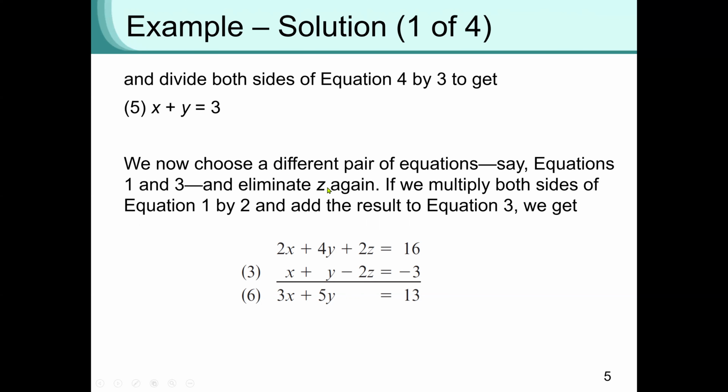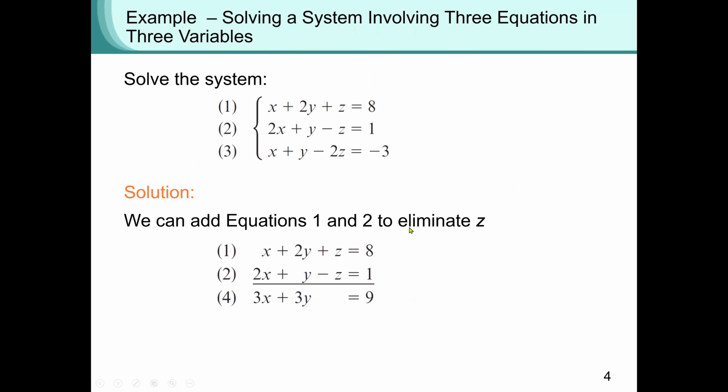So eliminate the same variable twice. We decided to eliminate z. If we multiply both sides of equation 1 by 2 and add it to equation 3, we can just say the original equation.